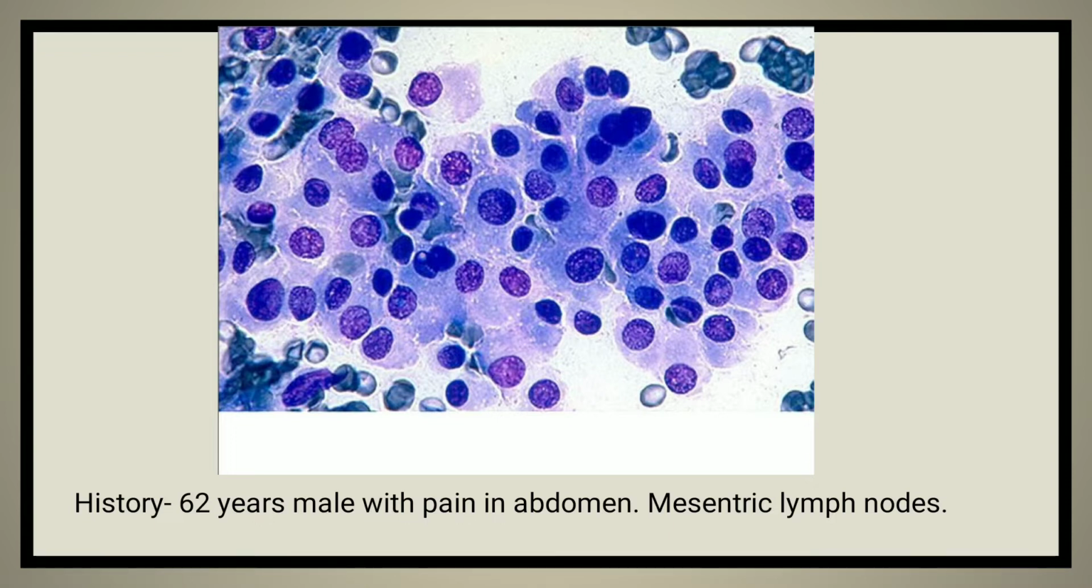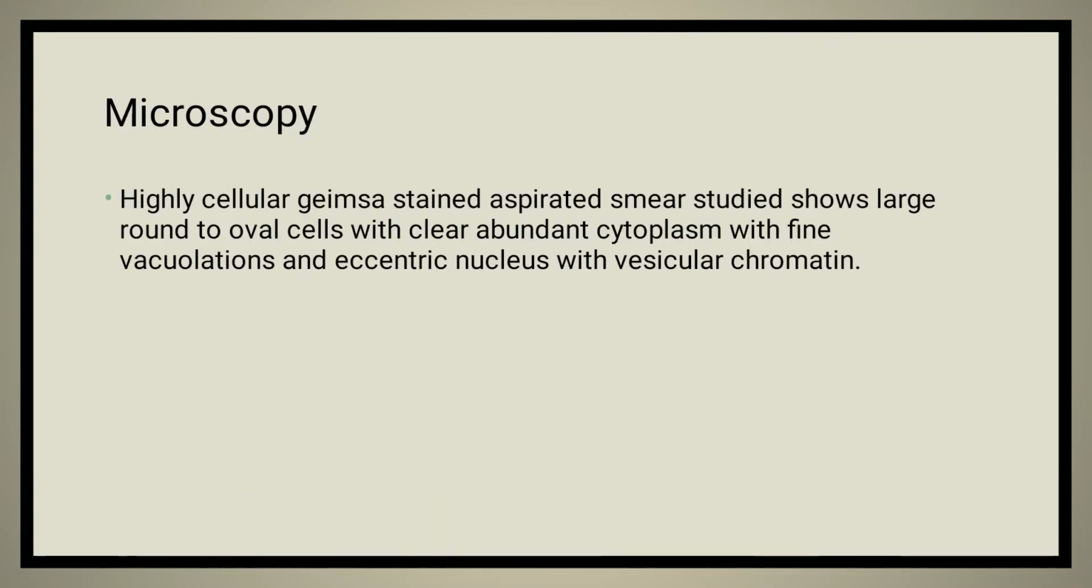This Giemsa stain slide shows round to oval cells, as we can see here, which are large with abundant fine cytoplasm which is clear, and also eccentrically placed nuclei are seen which are vesicular, and in a few cells we can see the nucleoli. These are cells which are not seen normally in the cytology or FNAC of a lymph node.